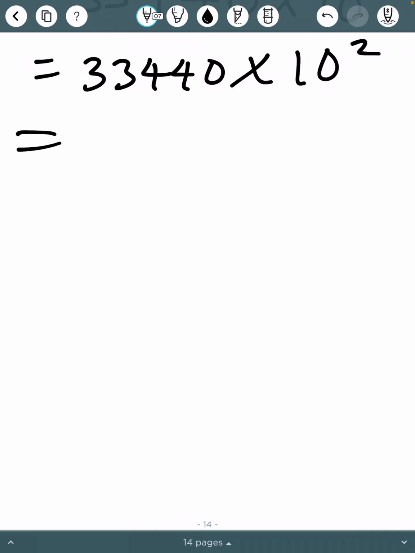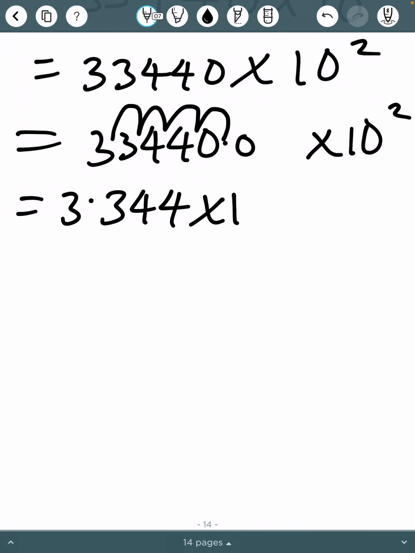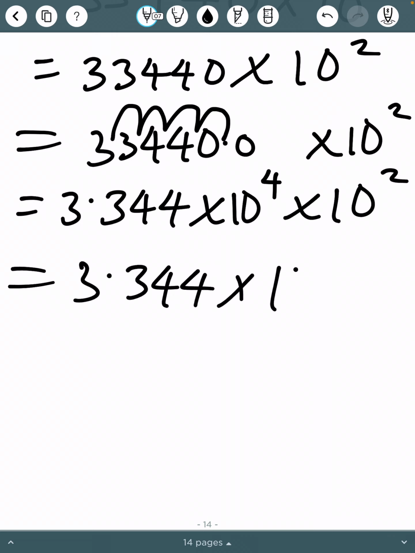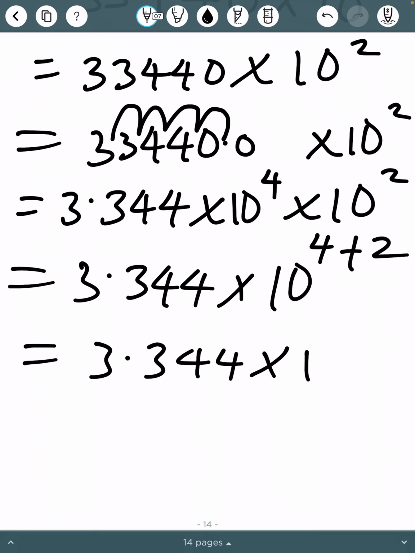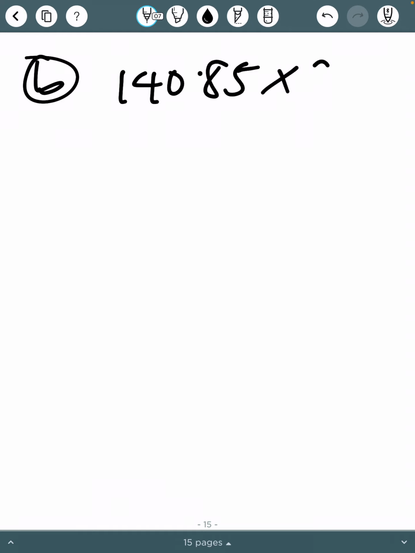So if I'm to write this in standard form, 33,440 is 33,440.0 times 10 raised to the power 2. I can change this to standard form by moving the decimal 1, 2, 3, 4. So that will give me 3.344 times 10 raised to the power 4 times 10 raised to the power 2. Are you listening? So that gives me 3.344 times 10 raised to the power 4 plus 2. That gives me 3.344 times 10 raised to the power 6. That's how to write the answer to that kind of question in standard form. Next, in 3b, 140.85 times 3.5.